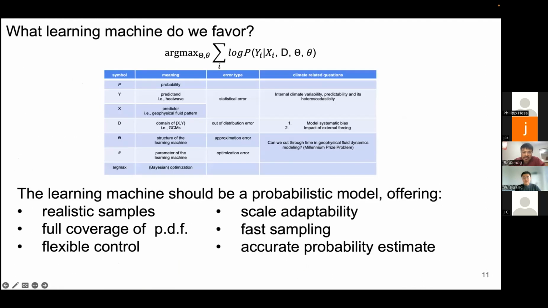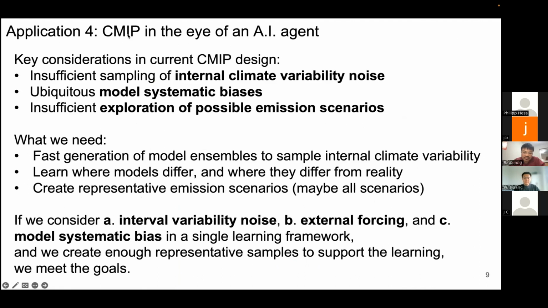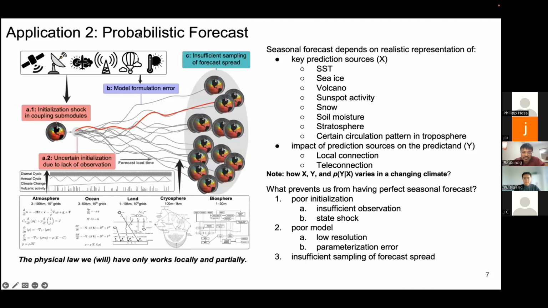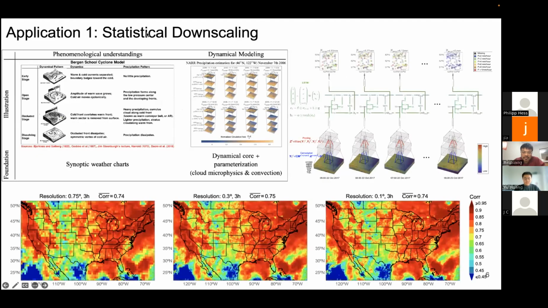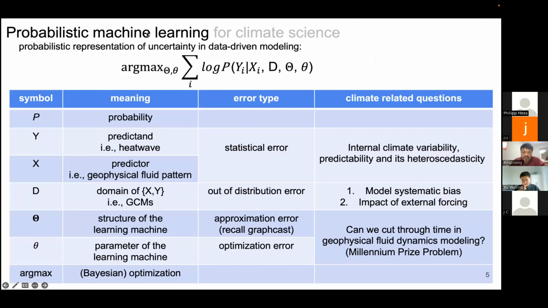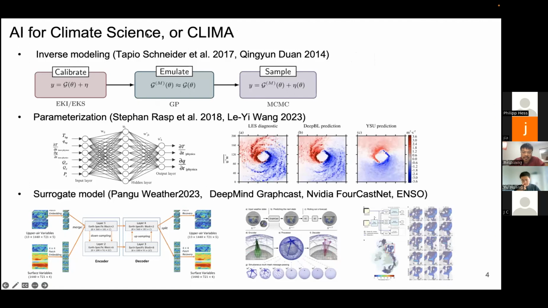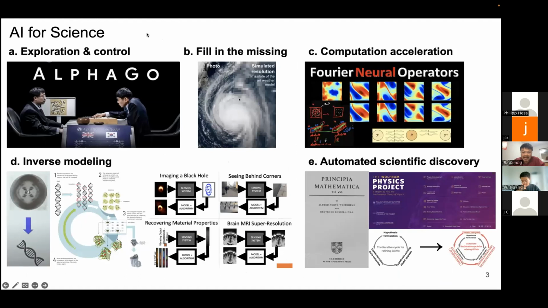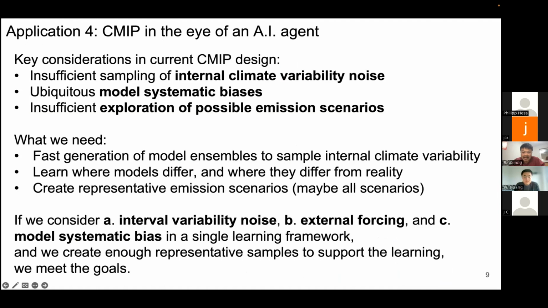And the other thing, as I mentioned, is that maybe we can try to see CMIP, the coupled model intercomparison project, which is here, in the eye of a deep generative model. That is the foundation model idea. And the current CMIP, although they are pretty big already, they have 3 drawbacks. One is that they do not have sufficient sampling of internal climate variability noise, and they have ubiquitous systematic model biases, and they have insufficient exploration of possible emission scenarios.